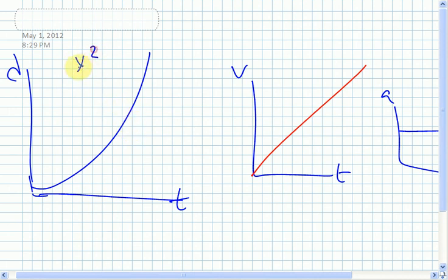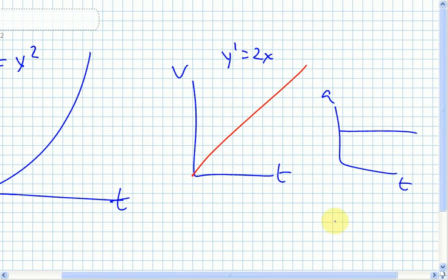X squared. Oh. Hey, velocity is the derivative of x squared. What's the derivative of x squared? 2x. Oh, that's a line. Oh, by the way, an acceleration is a derivative of velocity. What's the derivative of 2x? 0. No. What? The derivative of 2x is 2, a constant.